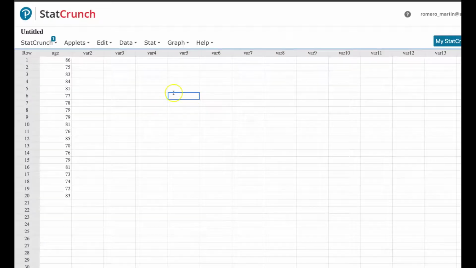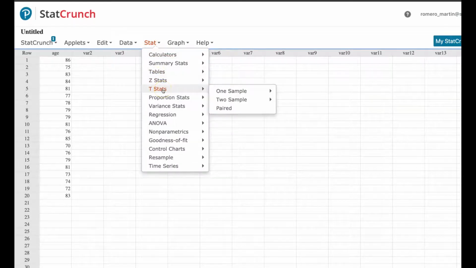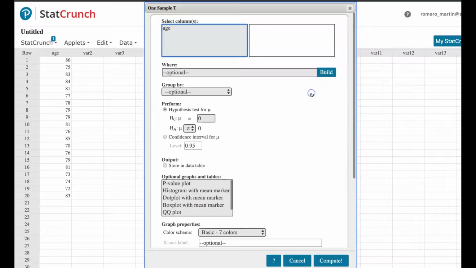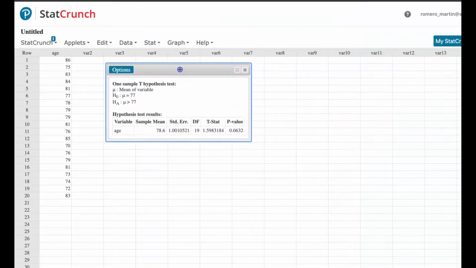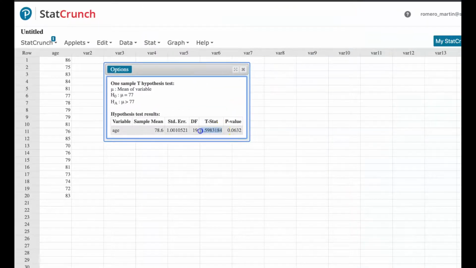Same thing on StatCrunch. You would go to t-stats. And again, some of these instructions are also in the notes. One sample with the data, and it's in the age column. We're running a hypothesis test. 77 was the value, and the alternative was greater than 77. Then just hit compute. You end up with those values also, the test statistic and then the p-value. That's where I got those numbers.